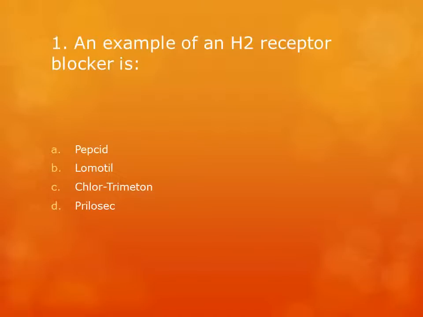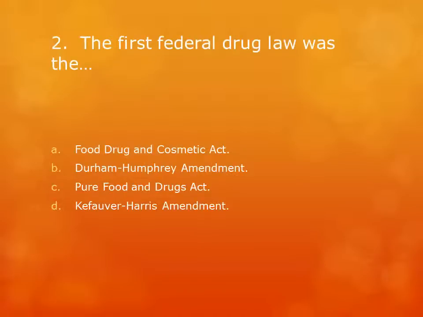First question. An example of an H2 receptor blocker is A. Pepsid, B. Lamotil, C. Chlortrimeton, or D. Prilosec. Two, the first federal drug law was the A. Food, Drug, and Cosmetic Act, B. Durham-Humphrey Amendment, C. Pure Food and Drugs Act, and D. Kefauver-Harris Amendment.